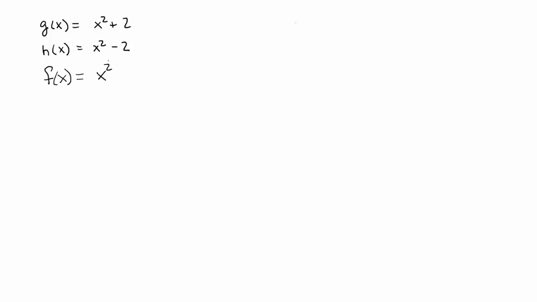This is the base function, and if we vertically shift x squared up, we get g of x, and if we vertically shift it down, we get h of x. Now, when you're doing a vertical shift, if you have f of x plus h, then we're going to shift it vertically up. And if you have f of x minus h, like we do in h of x, we're going to vertically shift it down.